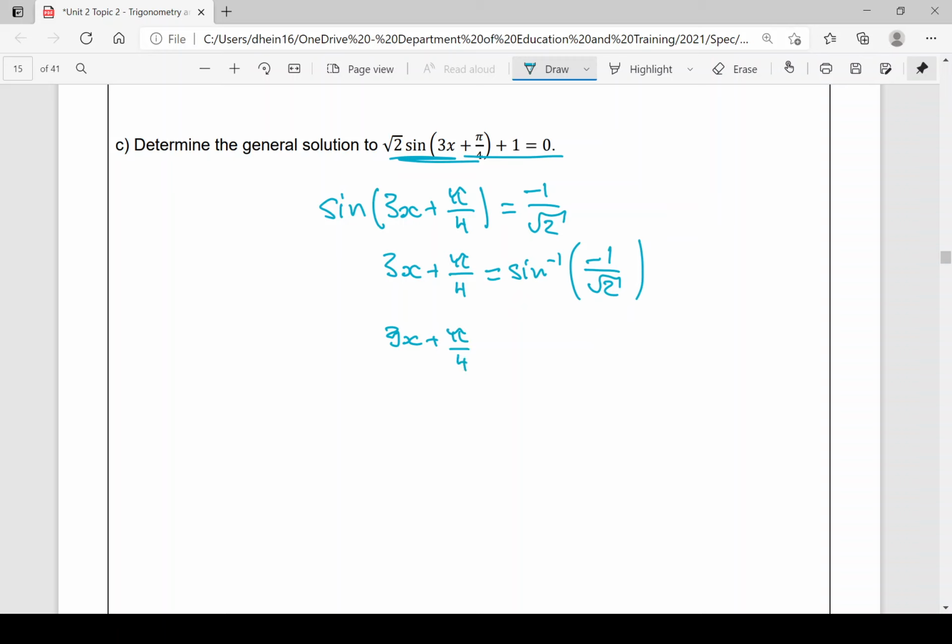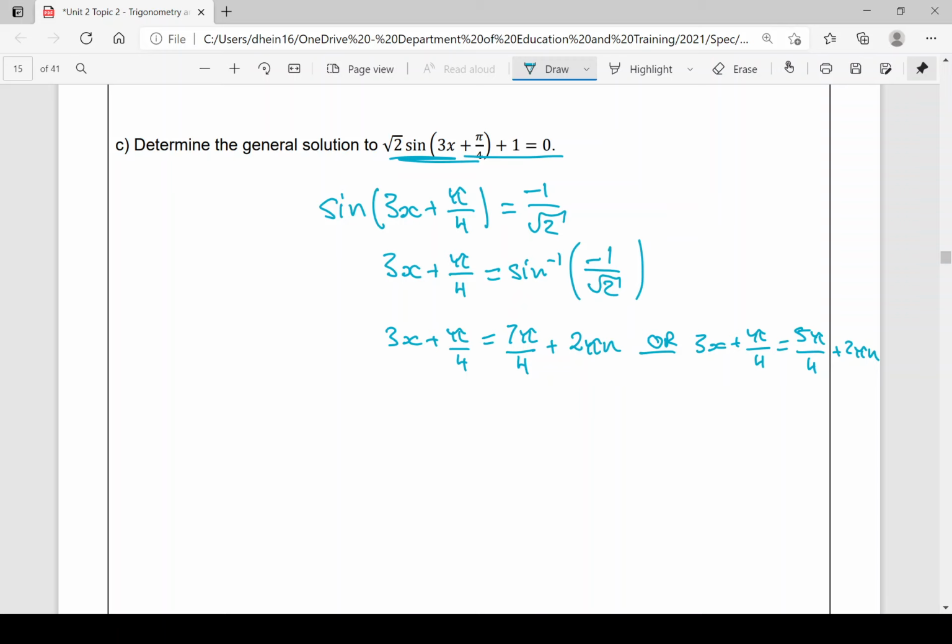Not sure what happened to that 3. Let's fix that up. Plus pi on 4 is equal to either 7 pi on 4 plus 2 pi n, or the other solution that we're going to get is 3x plus pi on 4 is equal to 5 pi on 4 plus 2 pi n. So two possible solutions based on where you're looking at in the CAST diagram.